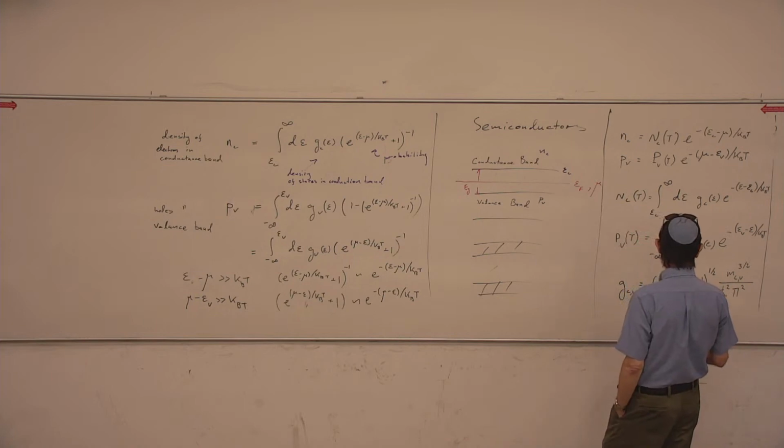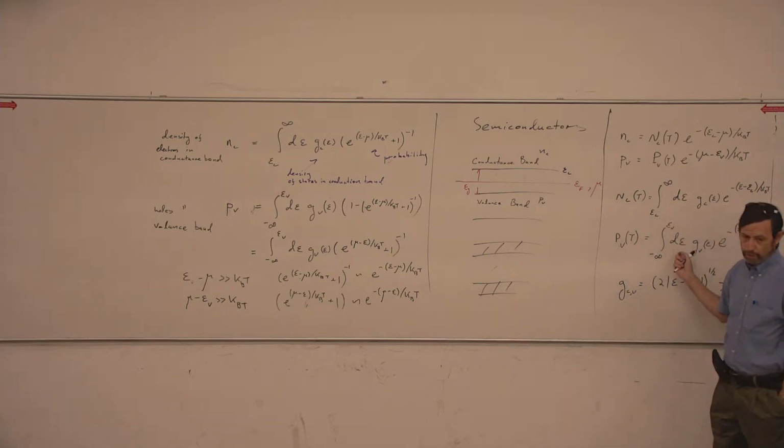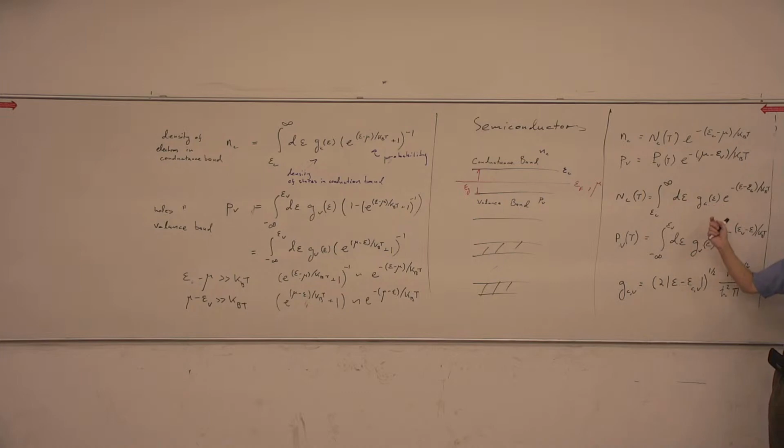Okay, so basically, in principle, well, not in principle, this is an easy integral to perform because this is just an exponential. This is a square root. Change variables, so the square root will be the integration variable, and you're off to the races. You can do this integral. I'll just write down the result.